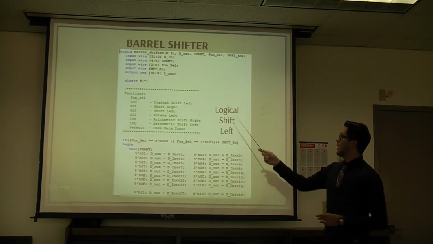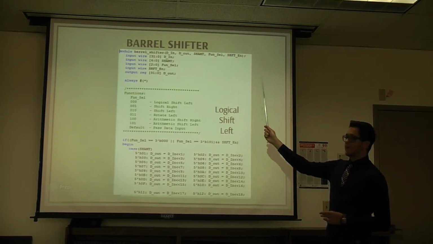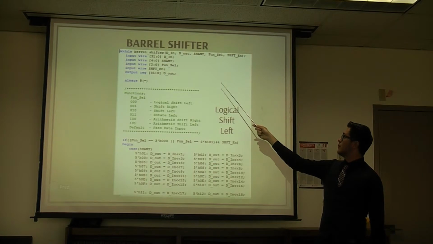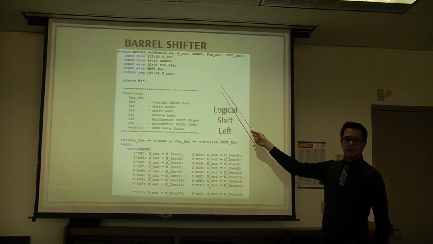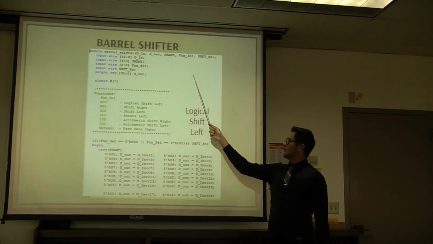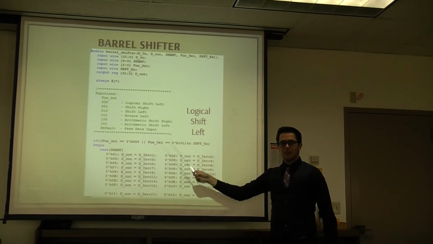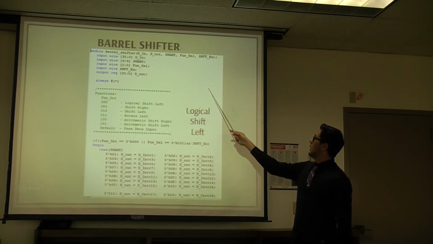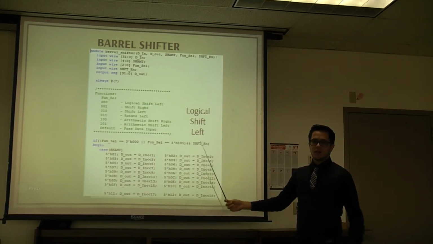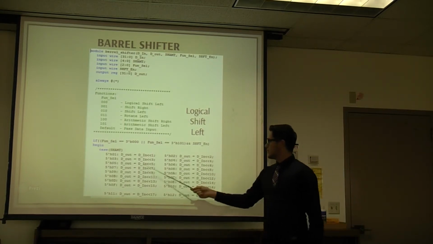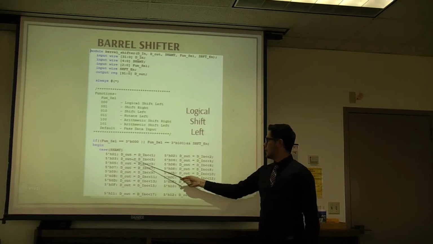What we did is we had five parameters, one of them being our input, the other one being our output. SHAP stands for shift amount, that's how many times you want to shift to the right or to the left. Function select decides if we're going to shift left or right, or in this case, rotate left. And shift enable has to be on in order to use our barrel shifter.